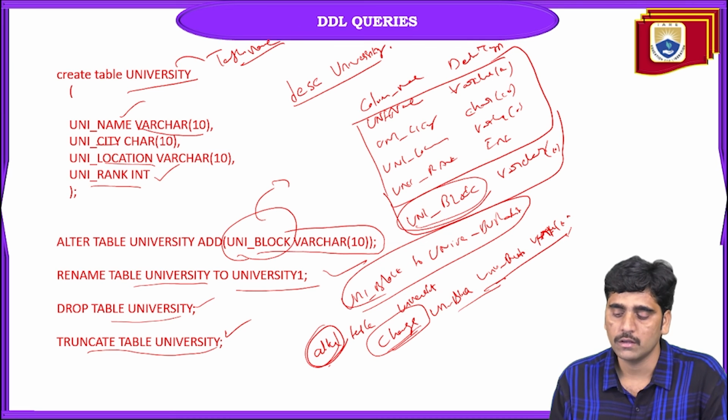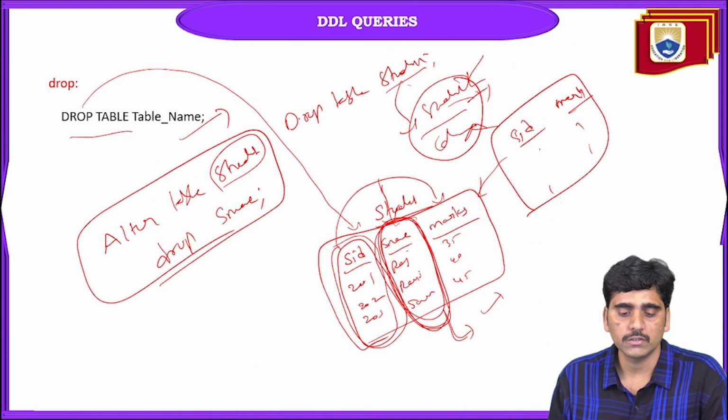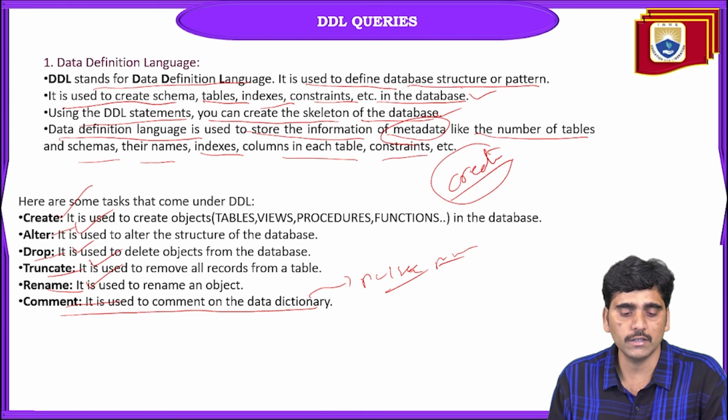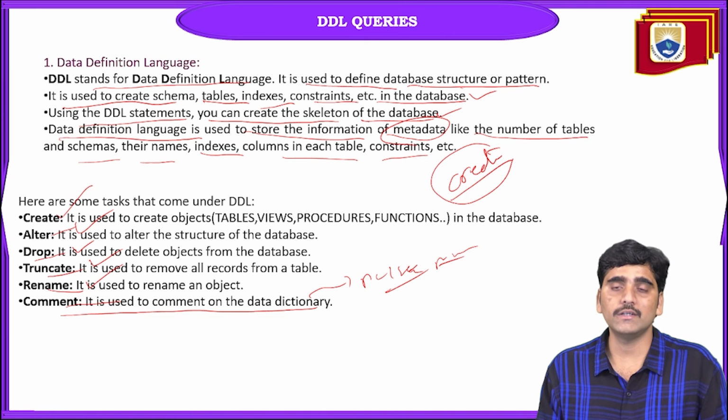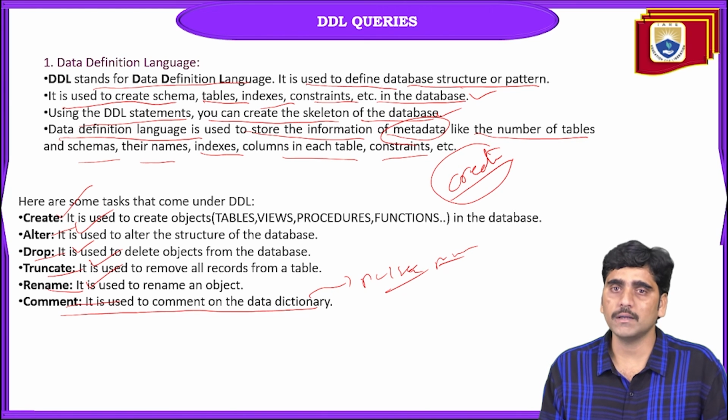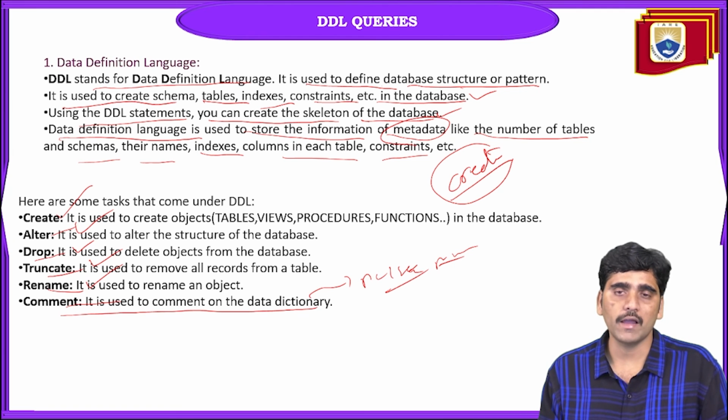So in this session, what we learned is DDL queries. What is meant by DDL queries? Data Definition Language. It defines the data structure and data pattern, containing column names along with data type sizes. These are all things we have seen from the Data Definition Language. The commands for these operations are the CREATE command, ALTER command, DROP command, TRUNCATE command, and RENAME command also.